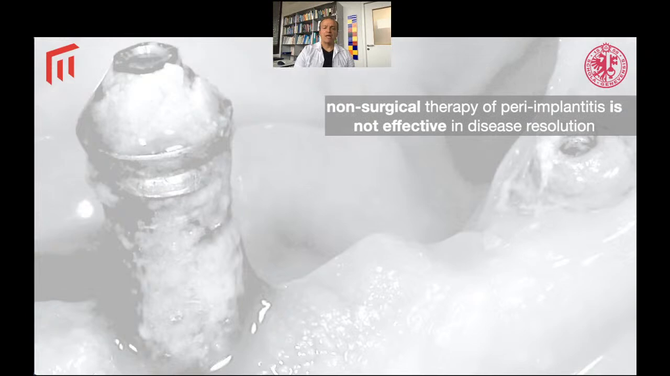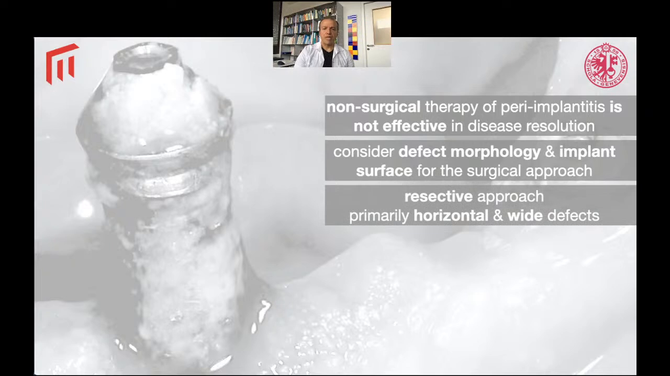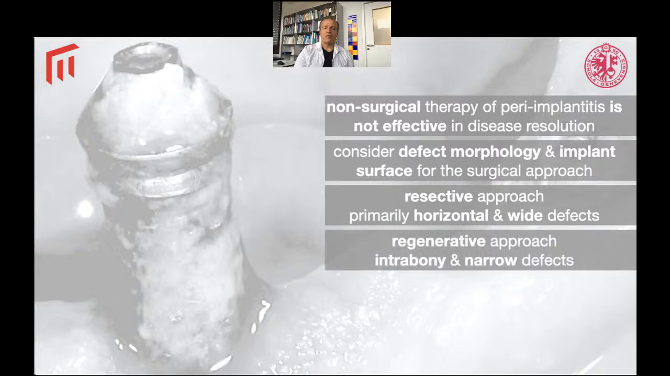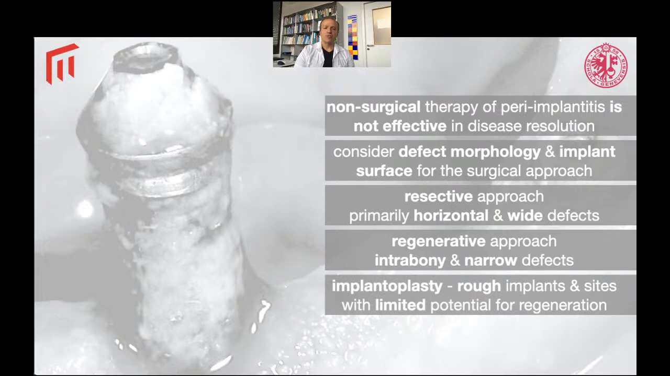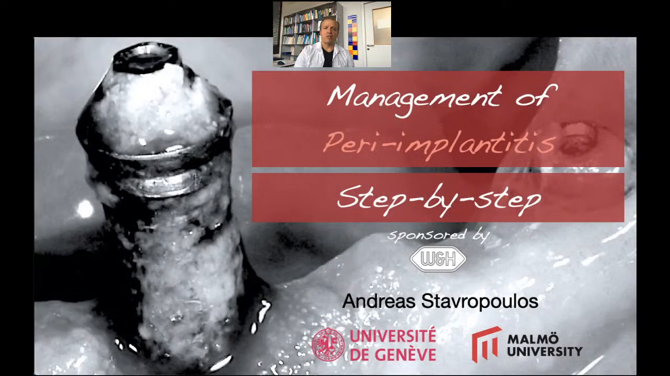So in summary, non-surgical therapy of peri-implantitis is not effective in disease resolution. You have to consider the defect morphology and implant surface for the surgical approach. You have to do a resective approach primarily in horizontal and wide defects. You have to do a regenerative approach in intrabony and narrow defects. You have to consider implantoplasty, or you have to do implantoplasty, in rough implants and at sites with limited potential for regeneration. And also you have to consider the presence of keratinized mucosa, because it appears to be relevant. Thank you very much for your attention.